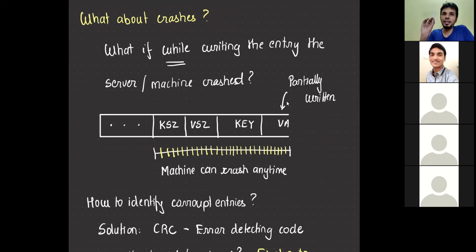Like, what if while creating an entry in the file, although it is append-only, our machine crashed? What if our data is partially written and your machine crashed? Like, your data is written till this point, and then your machine crashed. Since a machine can crash anytime, you would have to have a way through which you can find out if you have a partially written entry. How will you do that?